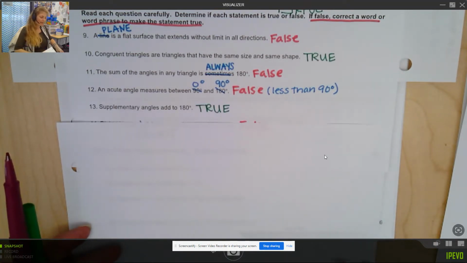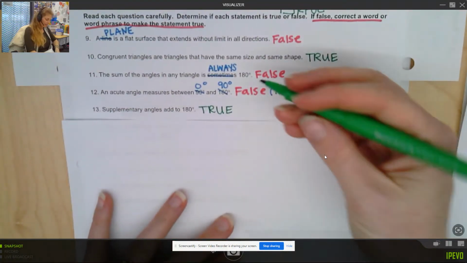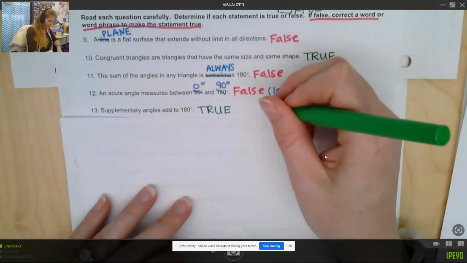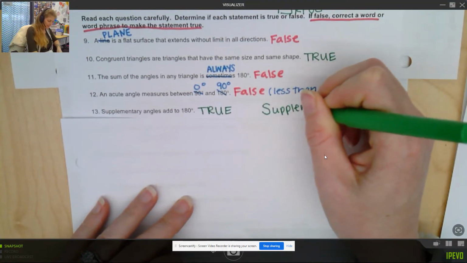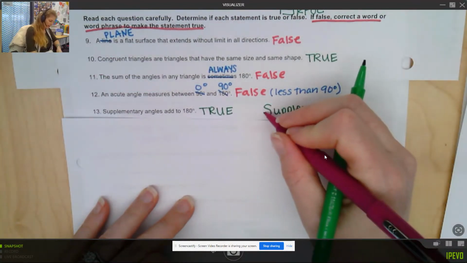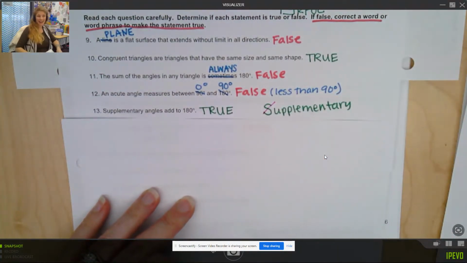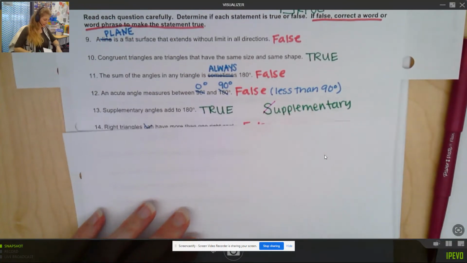13 says supplementary angles add up to 180, and that is true. And on your vocab, we went over that. And if you look at the word supplementary, notice you can draw a line through that S and it makes an 8. So that's kind of a quick trick of knowing which one is 180 degrees.